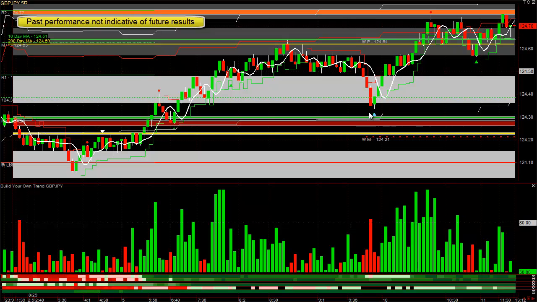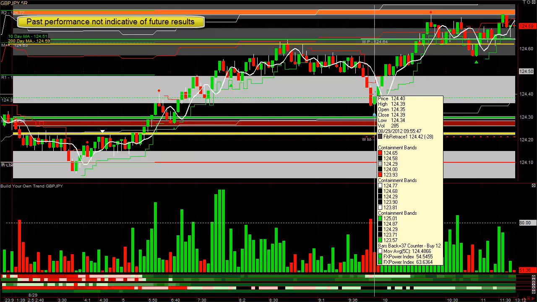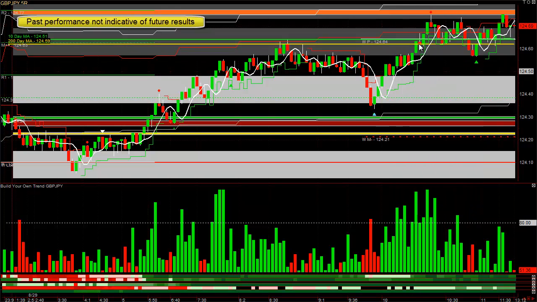It went underneath the previous day's low. The weakness subsided, went back above. You go long here at 40. Your profit target is up here at 62. And as you can see, you made about 10 pips more than that.